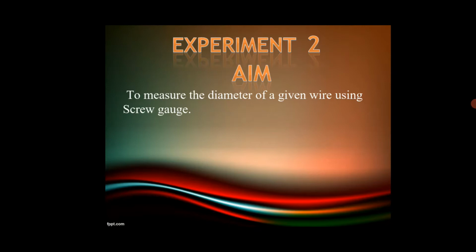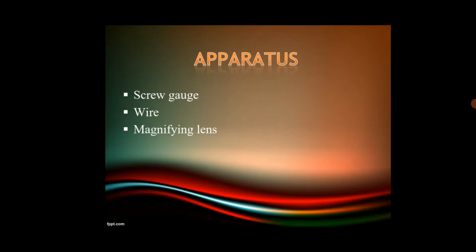Experiment 2. Aim: To measure the diameter of a given wire using screw gauge. Apparatus: Screw gauge, wire, magnifying lens.